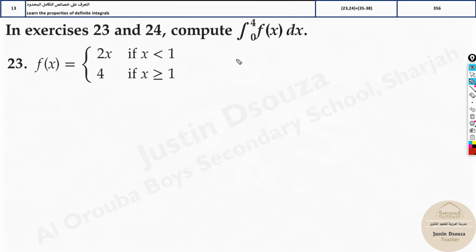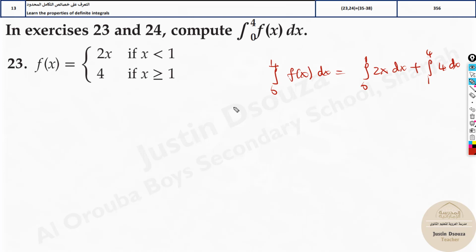So here there's a problem. We can't take the interval 0 to 4 directly for f of x. We need to split this up. How do we split it up? How you can do it is, 0 to 1 is one particular function, because it's less than 1, so you can take the integral from 0 to 1 of 2x dx plus, then from 1 to 4 we will consider the next function because this is valid for anything greater than or equal to 1. So 1 to 4 is 4 dx.